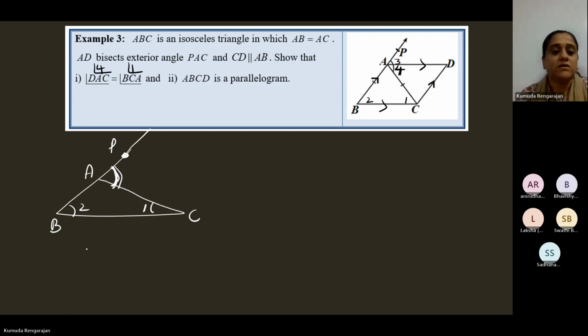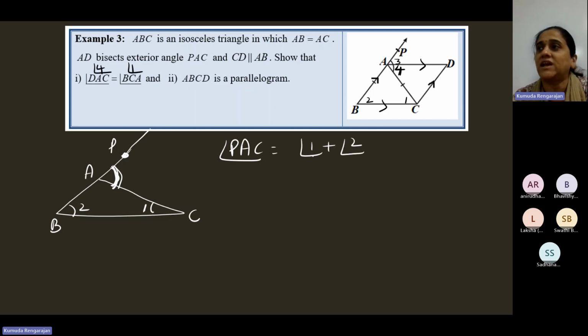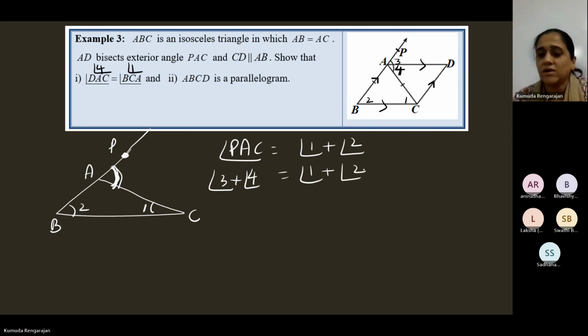Okay, so now angle PAC. Angle PAC is equal to angle 1 plus angle 2 by the exterior angle property. All right. Now, by our marking, what is PAC? Angle 3 plus angle 4. Correct? Is equal to angle 1 plus angle 2. We've used the exterior angle property. Angle PAC is the exterior angle. It is equal to angle 1 plus angle 2 in the triangle. Now PAC is nothing but angle 3 plus angle 4, which is equal to angle 1 plus angle 2.